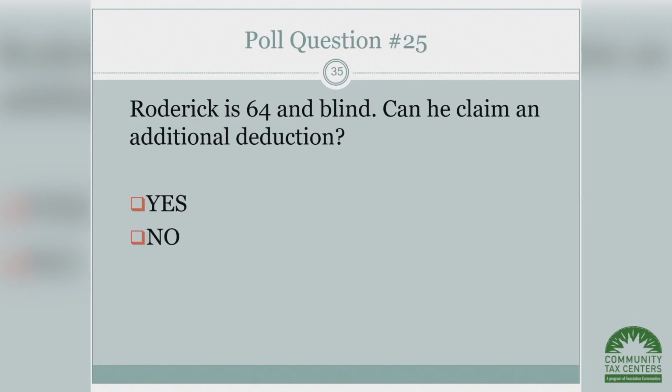One thing that I failed to tell you about the additional standard deduction for being 65 or older: in order to get that additional standard deduction, if the taxpayer dies before they reach that age, then they won't get it. So say for instance, the taxpayer's birthday is in July, they die in February, they haven't reached 65, so they would not be able to get the additional standard deduction.